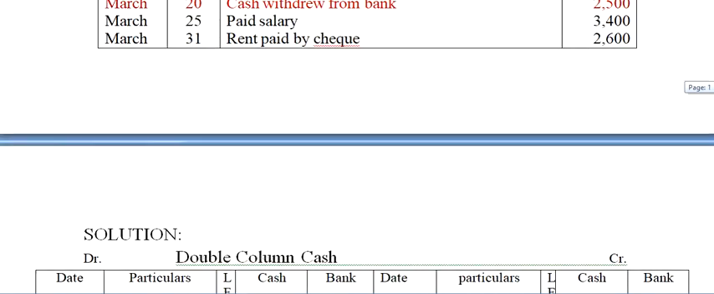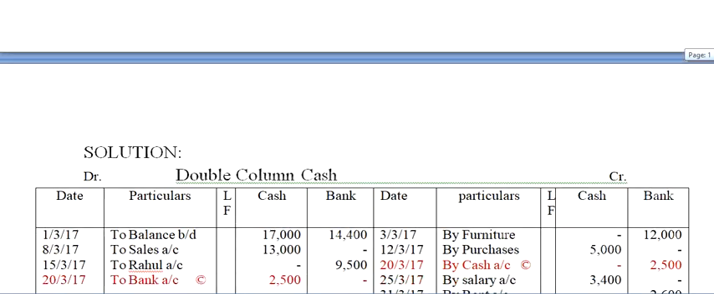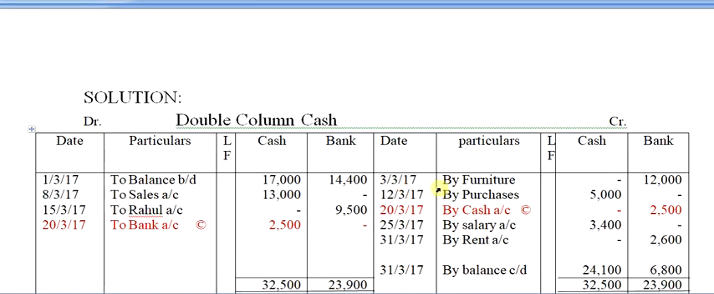Moving on to the next point, my dear students, see here, March 12th, purchased goods for cash rupees 5,000. Now can you tell me what balance is decreasing here? Cash balance is decreasing. So purchased goods will be recorded under the credit side. You can clearly see under the credit side, 12/3/2017, by purchases, whether by check or by cash. In cash we are purchasing 5,000, balance decreases, my dear students.